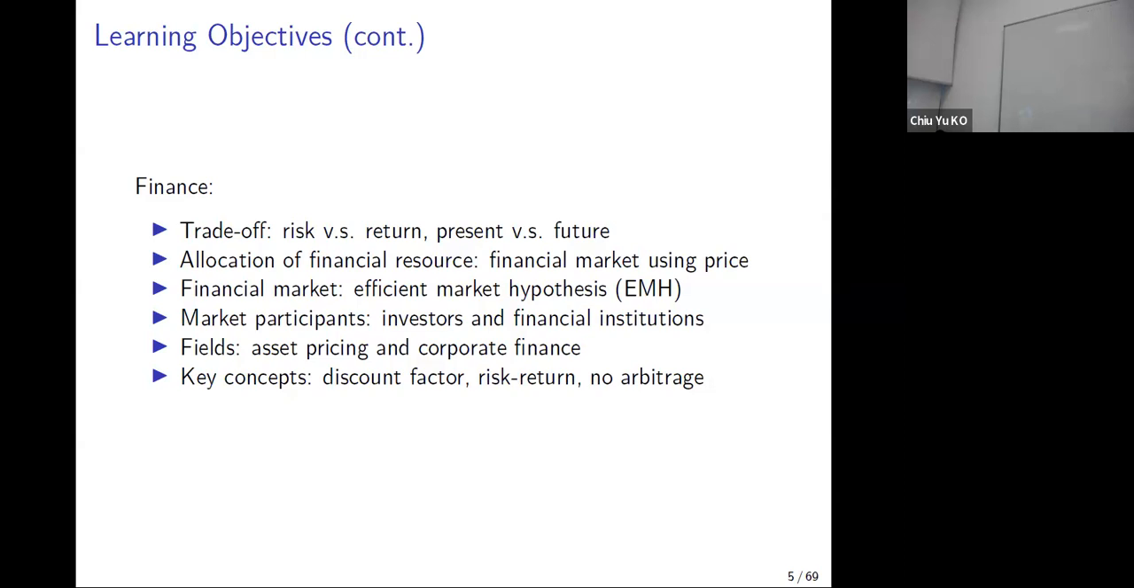These are the key concepts: how you discount the future, how people trade off risk and return, and market efficiency, which implies no arbitrage. That means if you have two assets that generate the same payoff, they should have the same price, or a similar price. Just look at the case of A shares and H shares. You should expect the premium to be minimal, though there's something different, but you should expect them to be similar. So these are the concepts and ideas that we look at one by one today.